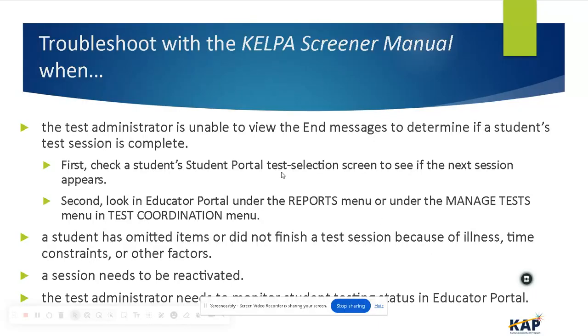If you do run into trouble and you don't get it, first check the student portal test selection screen to see if the next session appears. Second, look at the educator portal under the reports menu, under manage test and test coordination. Students sometimes omit and do not finish the session because of illness, time, or other constraints. If that happens and it's more than 24 hours, they'll have to be reactivated inside the educator portal.